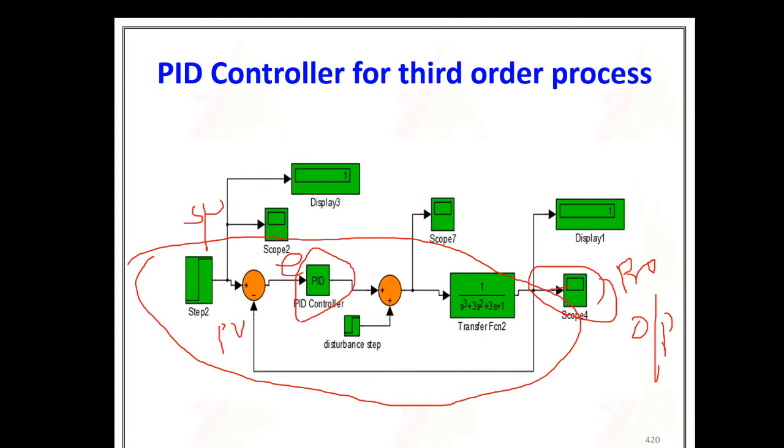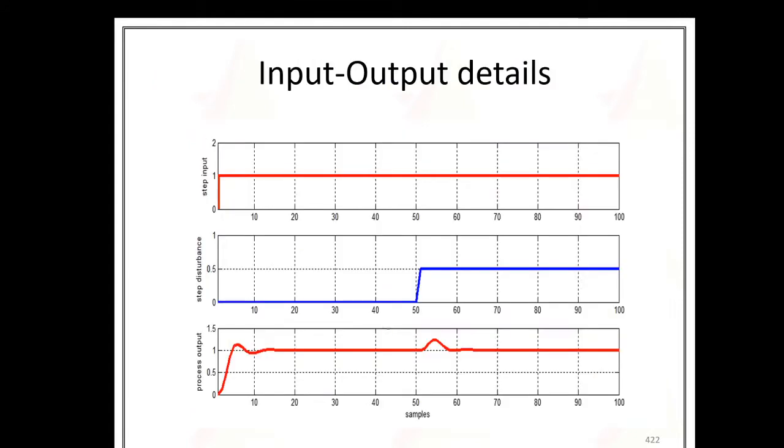Here if you double click the step input, you can give it like this. So after 50 I am giving a disturbance at the amplitude of 0.5. So what happens here? It is reflected in the process output. So the controller is taking action to bring the output back to the unity step input.